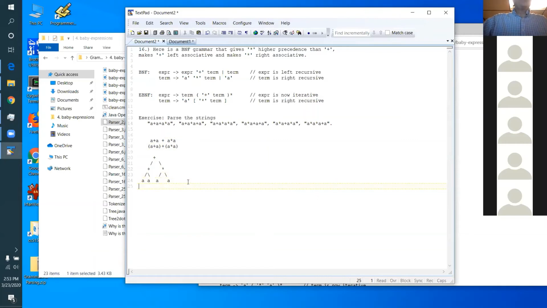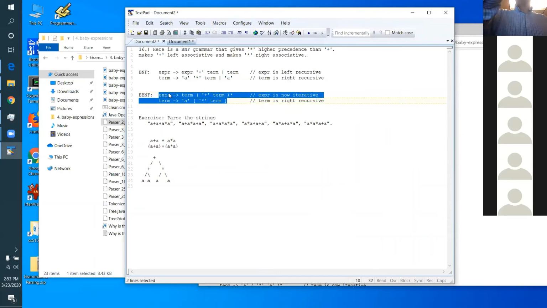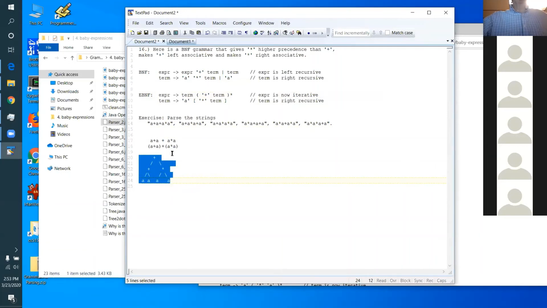Parsing's weird. It's a weird kind of code. You read this code, and as you process the string, reading this code, you build this data structure. So you process this string from left to right, and you look at these rules to help you figure out how to build this data structure.